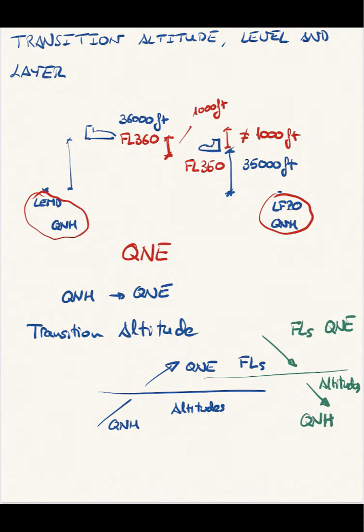This green line that I've painted here is named the transition level. And the spacing between the transition level and the transition altitude is what we will call the transition layer.